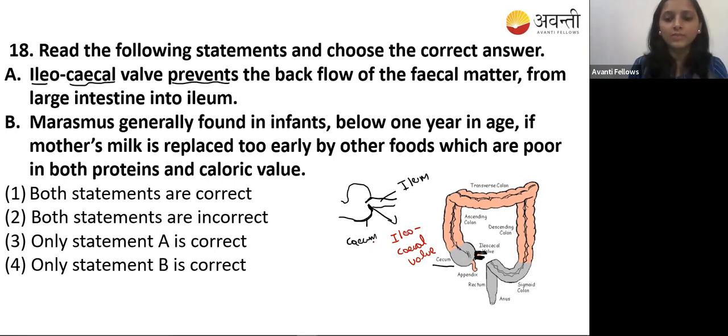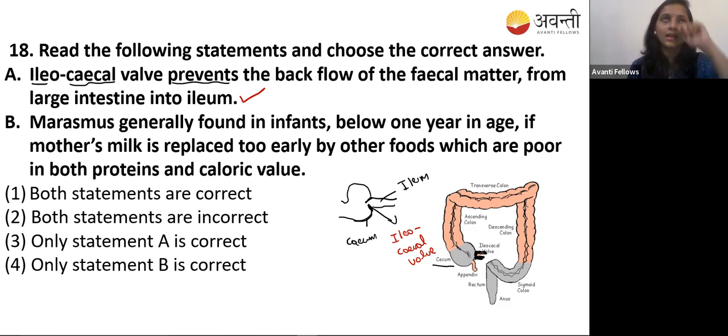So what is the main function of this? The undigested food enters the large intestine, and this ileocecal valve-like structure will close. It will not allow the backflow of this undigested food into the small intestine. Okay. That is correct. Then coming to statement B, they are telling marasmus is generally found in infants.